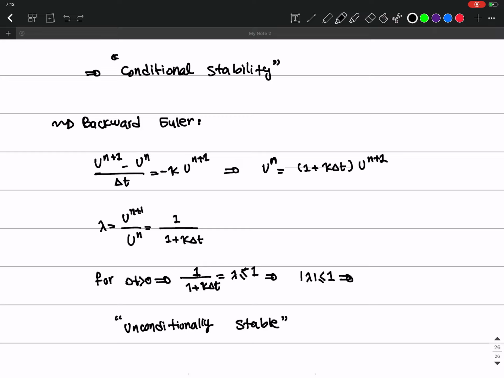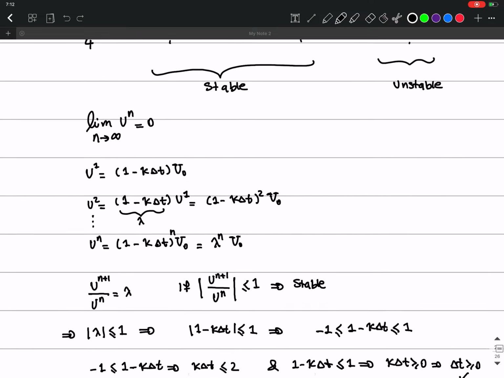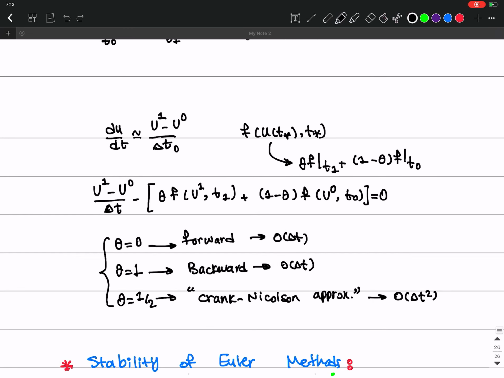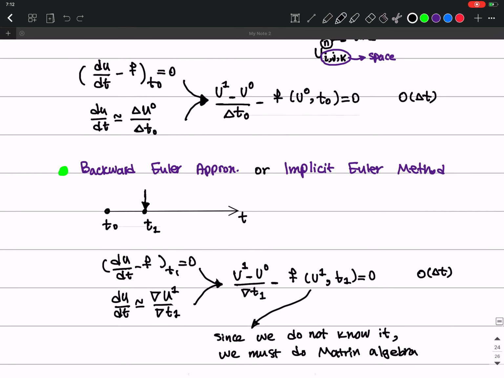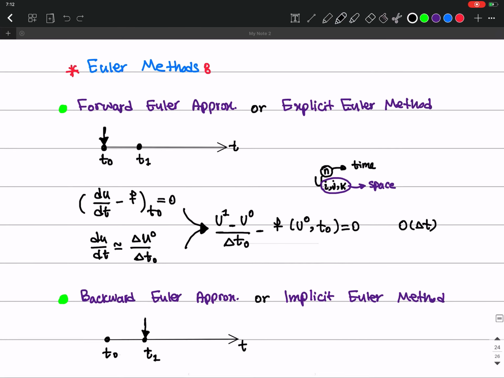Because that has many points, it depends really on this theta, whether you're going to be forward, backward, or Crank-Nicolson. You can have different stabilities. And so let me just review what we learned today, okay? And then we will cover that in the next lecture.